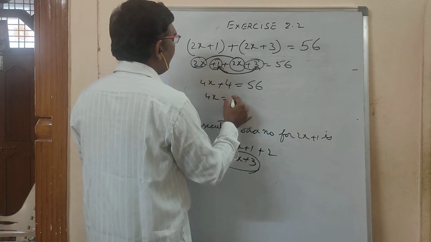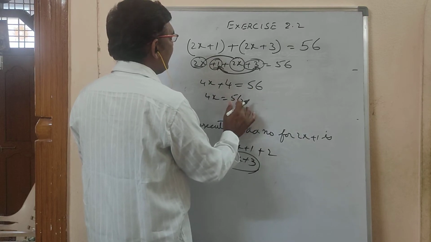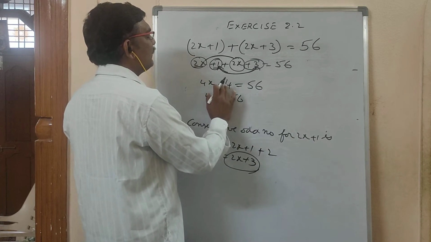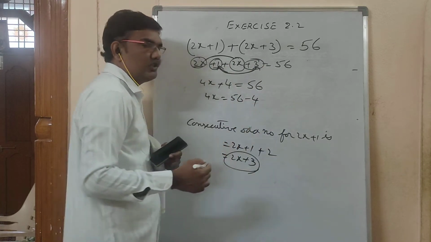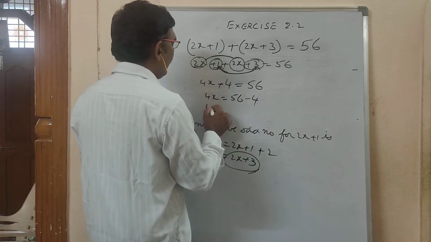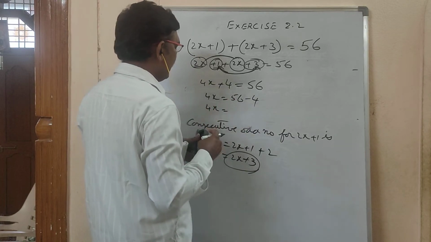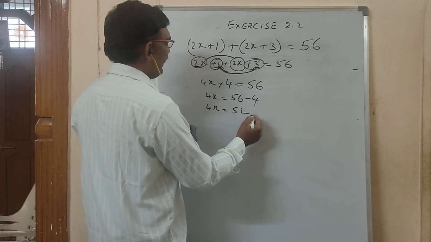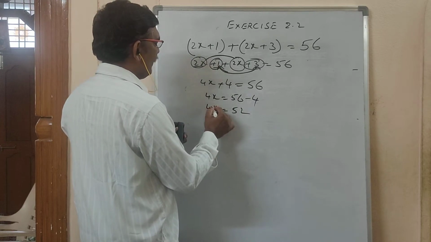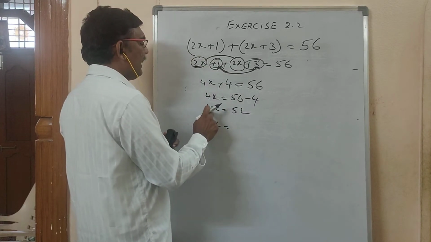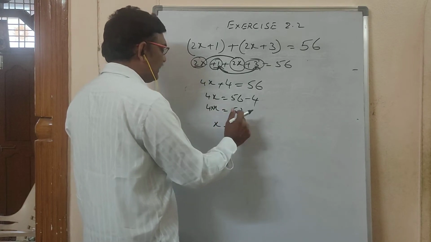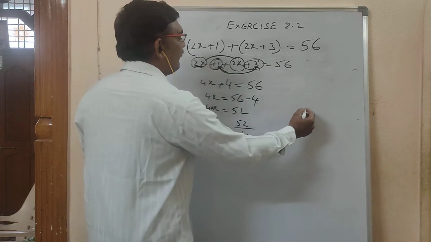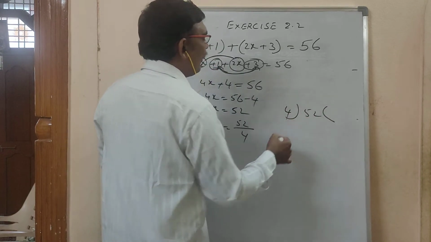So 4x will be here only. 56 is right hand side only. But in LHS you have plus 4, or not? You are transposing plus 4 to the right hand side. Then it becomes how much? Minus 4. Then 4x is equal to, from 56 you have to subtract 4. How much you are getting? 52. Very good. x is equal to, 4x means 4 into x, or not? Multiplying quantity, if it is going to this side, it divides. Okay. Now division. 52, you should divide with 4.